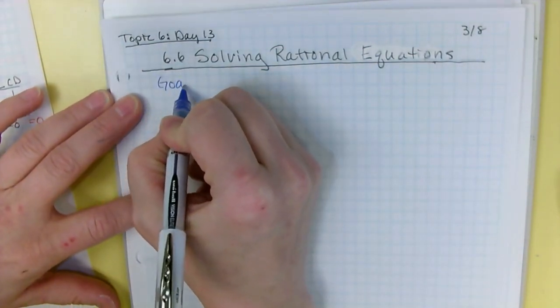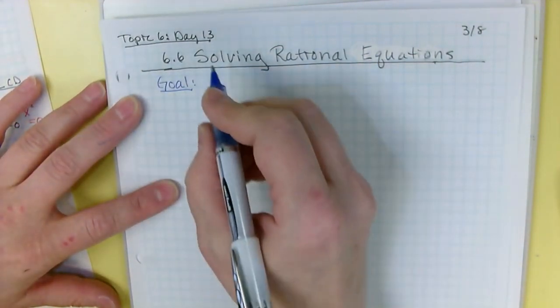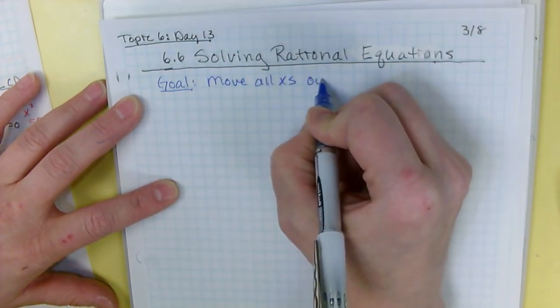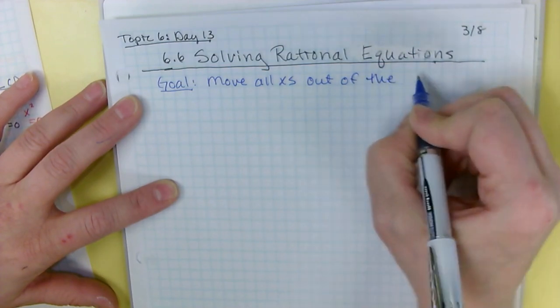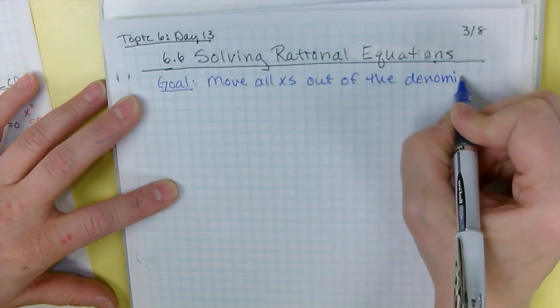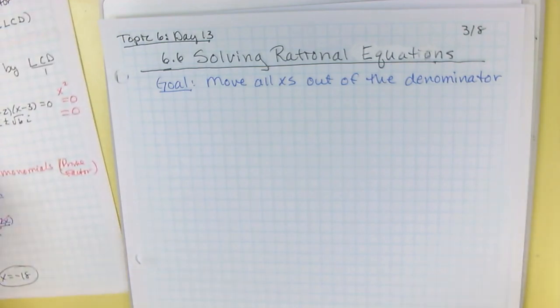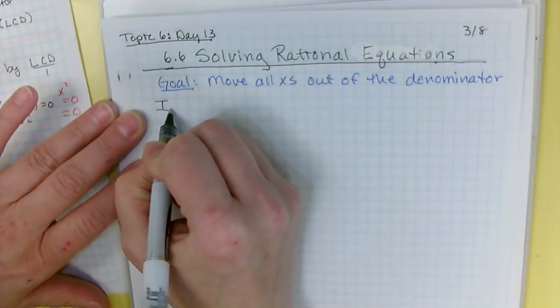The big goal when you solve rational equations is that you need to move all x's out of the denominator. We cannot solve with any of the techniques you've learned, factoring, quadratic formula, regular linear solving. You can't do any of that if you have x's in the bottom of the fractions. So your main goal behind the process today is to get all the x's out of the bottom and then solve. That's really most of the process.